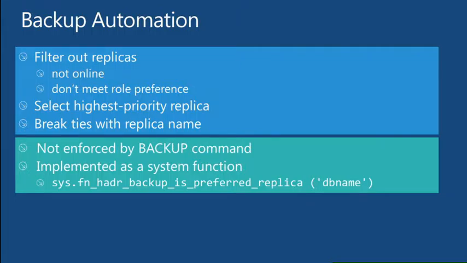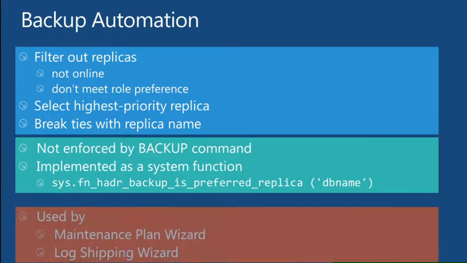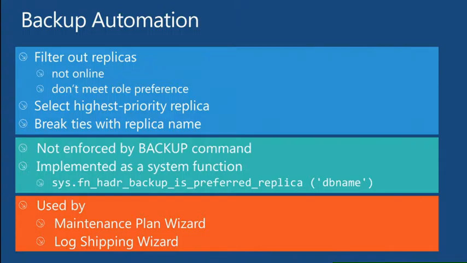What we do have is an external system function, because you can see it, called backup is preferred replica. This function receives a database as an argument, and it returns whether or not the local replica is the preferred replica to take the backup for that database. So that system function tells you, am I the preferred replica for this database or not, based on the settings that you have specified. You can use that if you already have existing jobs and you now want to make use of those preferences. You can use that system function in your backup jobs.